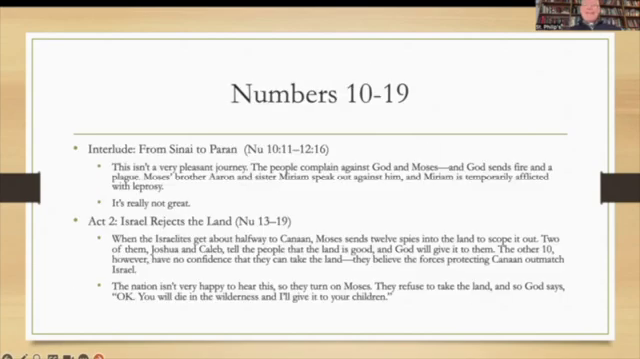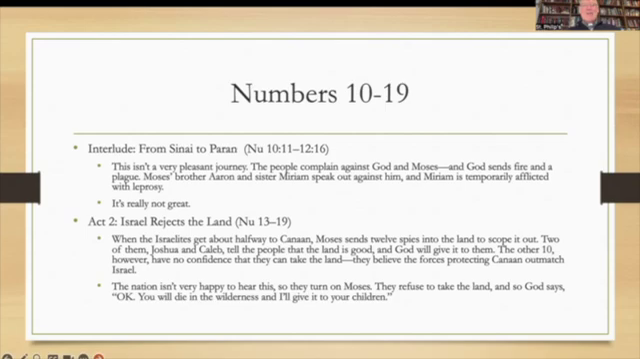From chapter 10 to 19, we have a little interlude from Sinai to Paran. There's some pretty awful stuff that happens in Numbers. The people are constantly whining and complaining. And so God is upset and sends fire and a plague. Moses' brother, Aaron, and his sister Miriam, they speak out against Moses. And so Miriam gets cursed with leprosy. I got to say, not great. These are chapters we rarely read. Like they never come up in church because we tend to want to gloss over some of these stories.